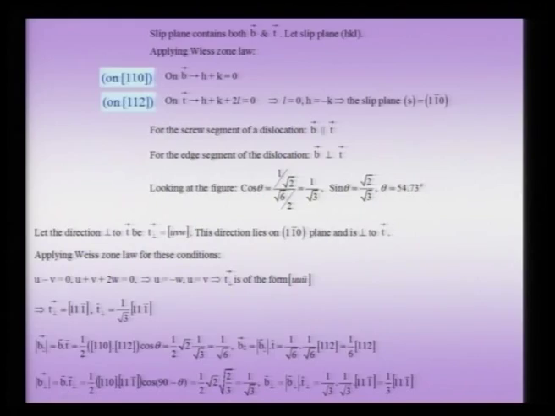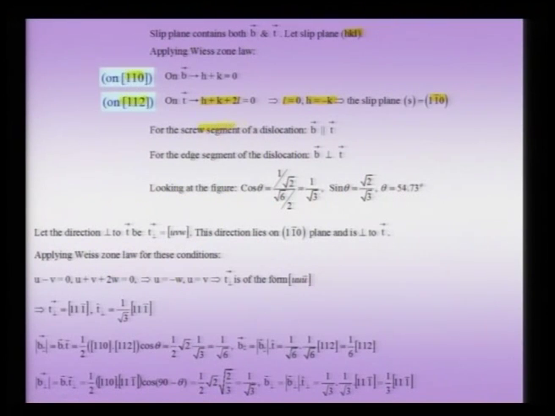I can apply Weiss zone law on the fact that it contains the 1 1 0 direction and the 1 1 2 direction both, and I apply Weiss zone law assuming that the slip plane is HKL. Therefore, H plus K is 0, and H plus K plus 2L is equal to 0, assuming that the 1 1 2 direction, the T direction, also lies on the slip plane. This leads us to the fact that L is 0 and H equal to minus K, and I can write my slip plane as (h bar h 0), or 1 1 bar 0 in terms of least indices.